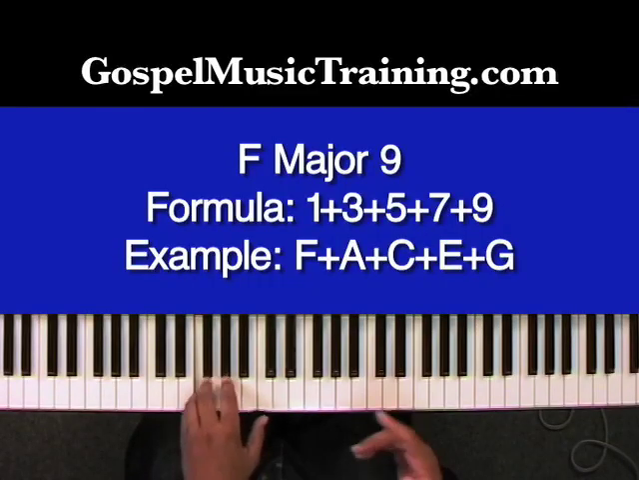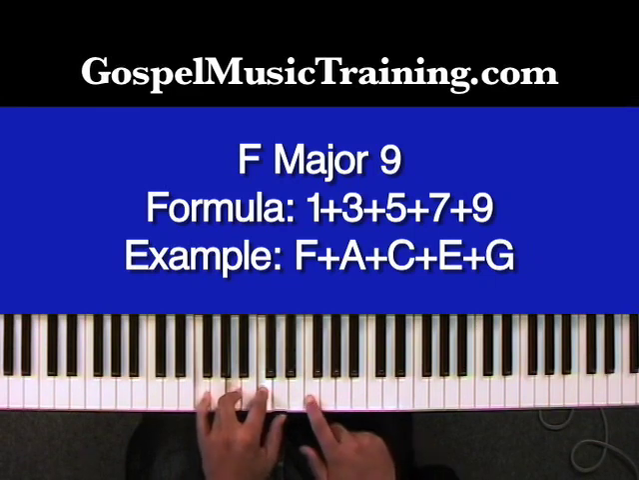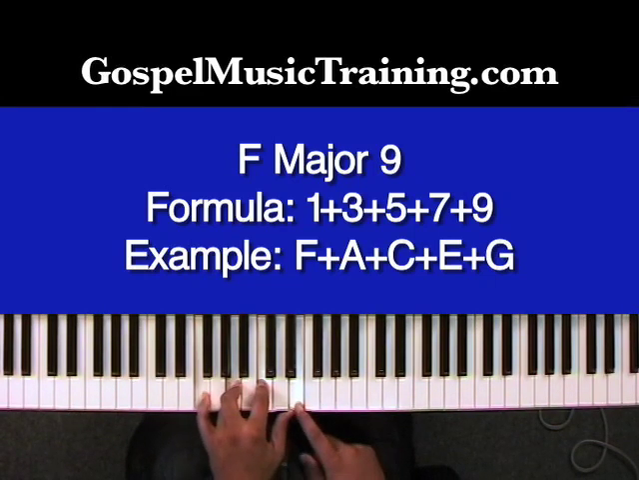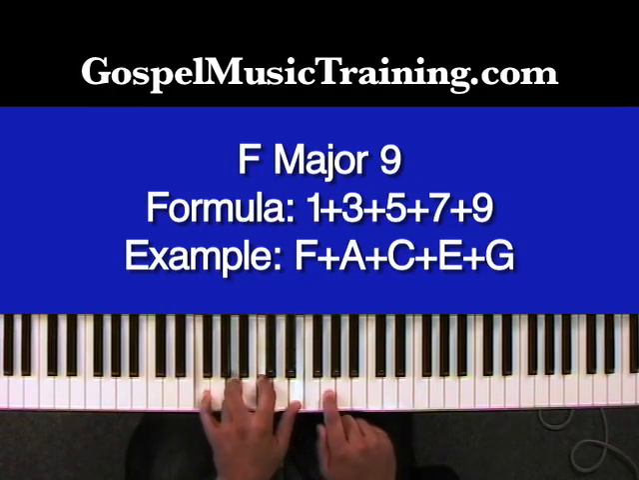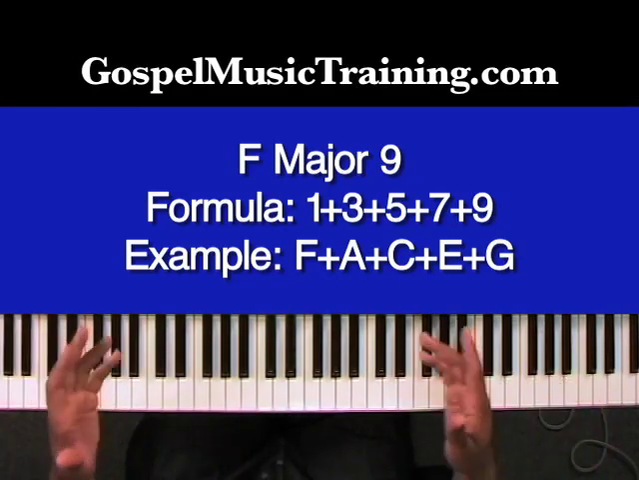So that's one way that you can do it, or you can do it the technical way and count. Add the 1, 3, and 5, and then add the 7th, which remember I said is always going to be a half step away from the root. And then the 9 is always going to be the 2, okay? So that's another way you can do it, but the poly way is an easier way to do it real quick.